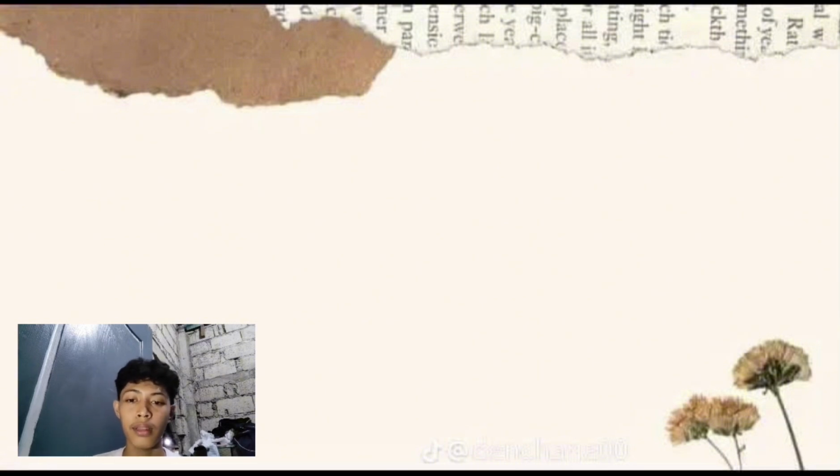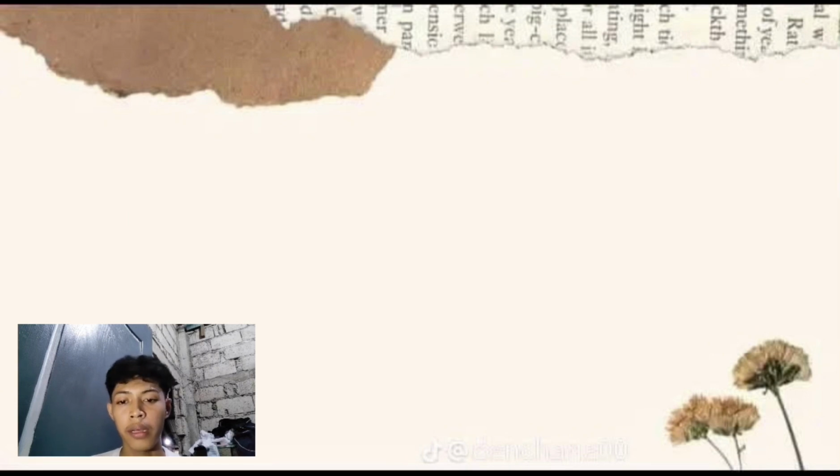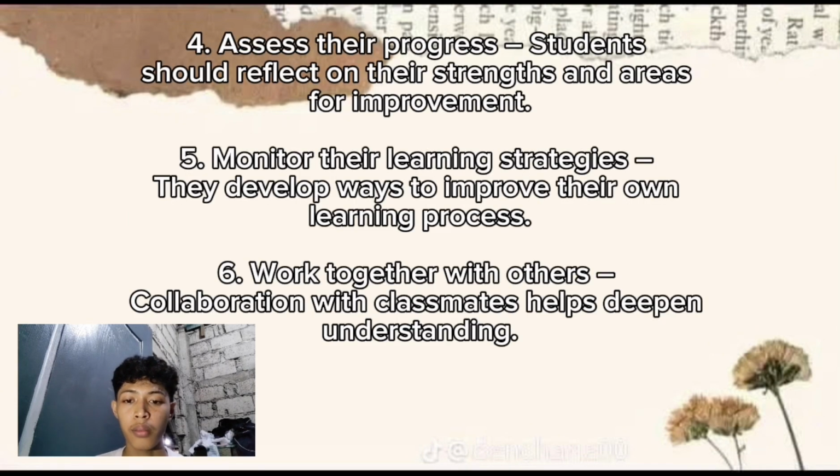And number three, build on what they already know. Learning is about connecting new knowledge to past experiences. And number four, assess their progress. Students should reflect on their strengths and areas for improvement. And number five, monitor their learning strategies. They should develop ways to improve their own learning process.